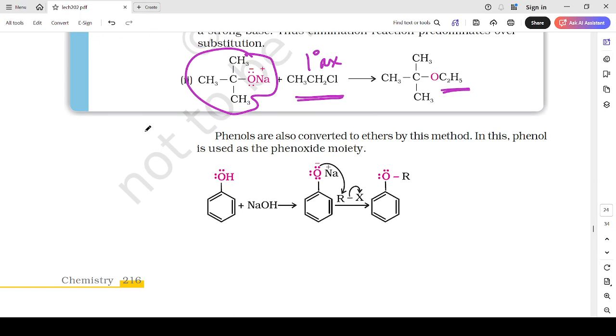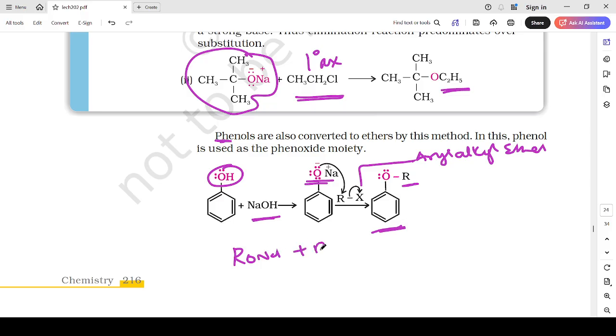The next reaction is with phenols. I convert the phenol into an aryl alkyl ether. It's an aryl, this is an alkyl, and I have an ether unit here. In the presence of sodium hydroxide, the OH forms ONa. Isn't it like a Williamson synthesis? RONa plus RX gives you ROR, correct? So here you can see NaX is removed and I am forming OR.